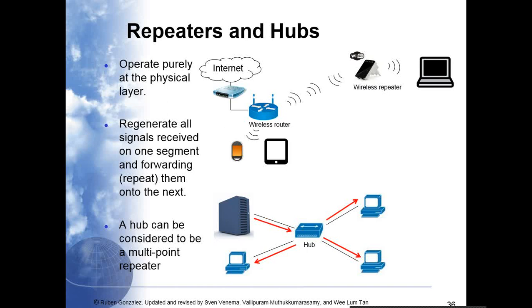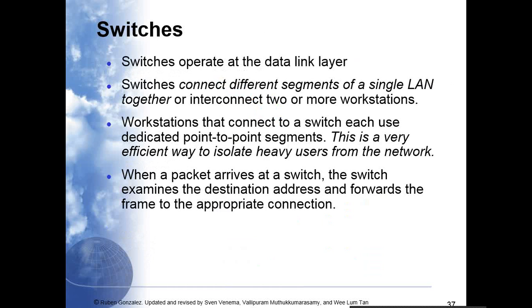So basically a hub takes in a signal and it just propagates it out the ports to all the other different machines connected to it. Switches operate at the data link layer, so we're moving up. They connect different segments of a single local area network together or interconnect two or more workstations. Workstations that connect to a switch each use dedicated point-to-point segments.